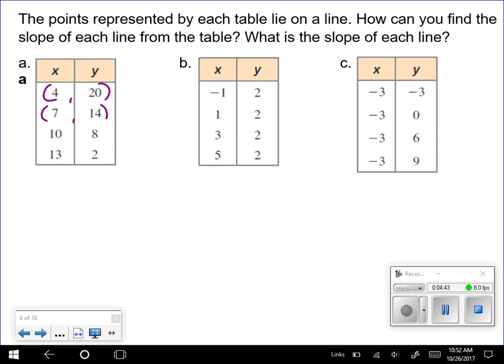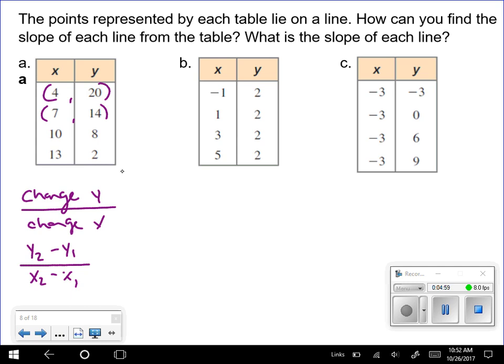Remember, we have the change in y's divided by the change in x's. So we can use our formula for slope, y2 minus y1 over x2 minus x1. I could pick any 2 points here, and I could use those and plug them in. So this is my x1 and y1, and this is my x2 and y2. I'm just going to plug them into the spots, okay?